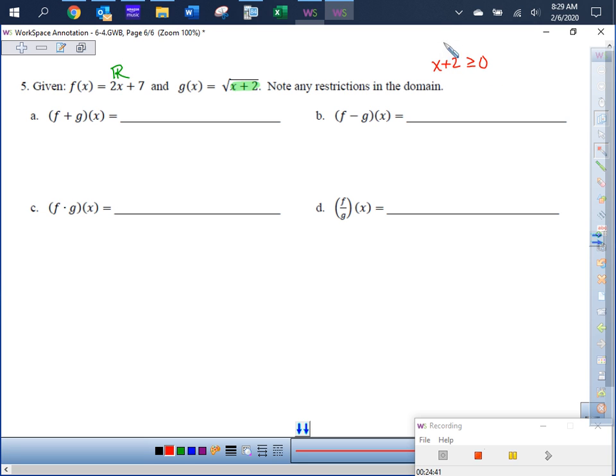What's my move to solve this for x? Subtract 2 from both sides. Does the symbol switch if I subtract 2? So x has to be greater than or equal to -2. This is the restriction in the domain. This is the invite list that can come over to the party. Any x that's greater than or equal to -2 is allowed.